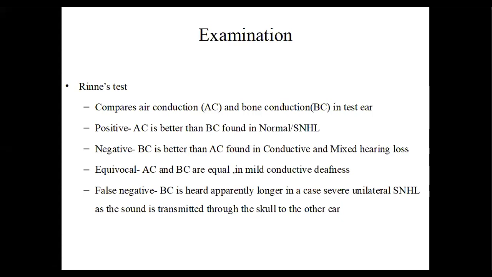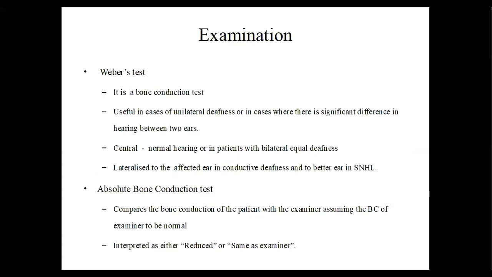So the advantage of Rinne's test, apart from knowing what type of hearing loss, is that you can quantify the hearing loss also. So Rinne 256 negative and 512 and 1024 positive is mild. That's how you should be concluding at the end of the Rinne's test. Then comes the Weber's test.